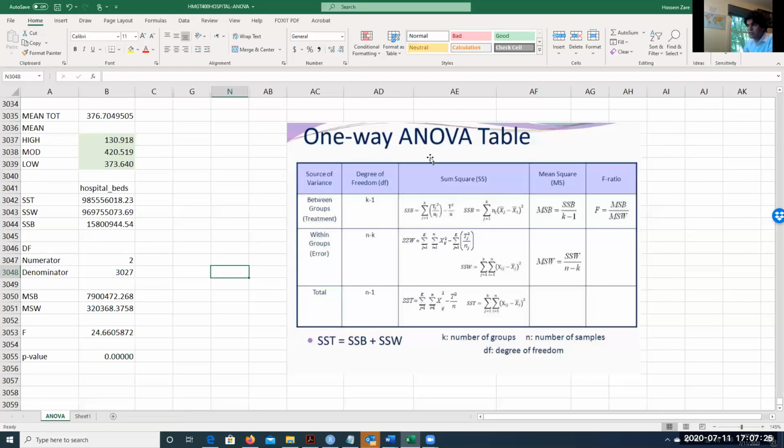This is the test for the ANOVA. You should compute the F value, and the F value is MSB divided by MSW, where MSB and MSW are the mean squares between groups and within groups. SSB is computed as a sigma over all of the observations. This is the final formula.